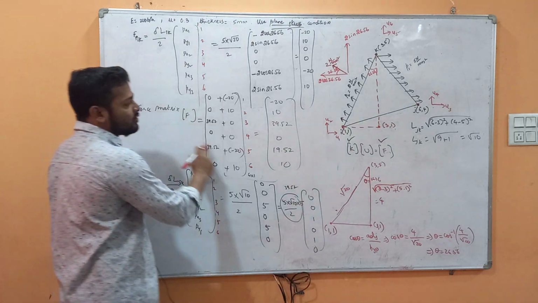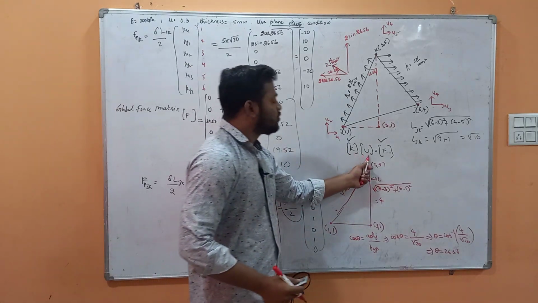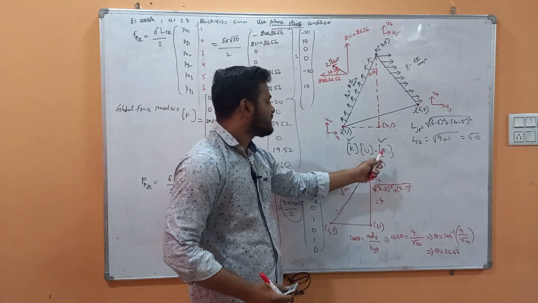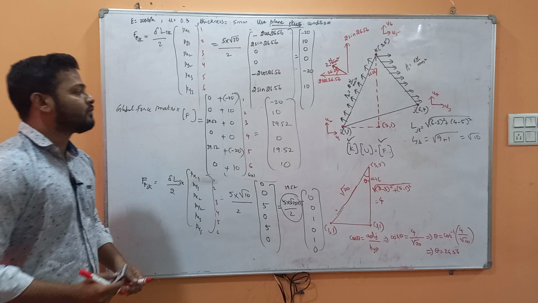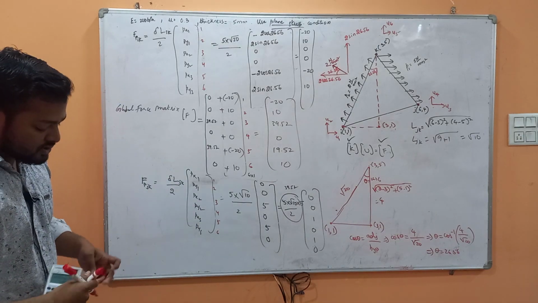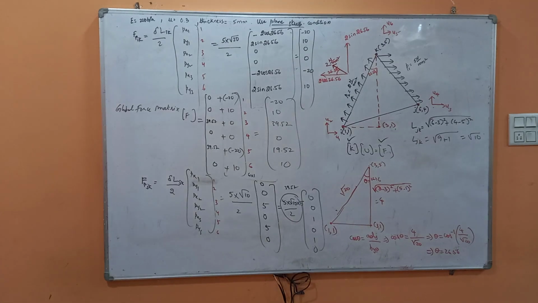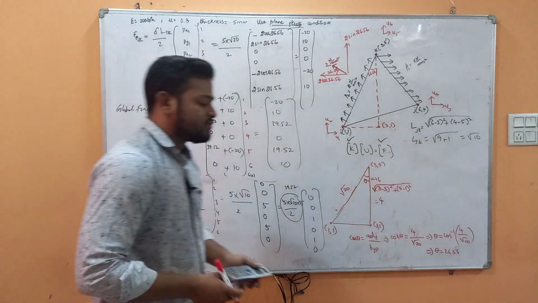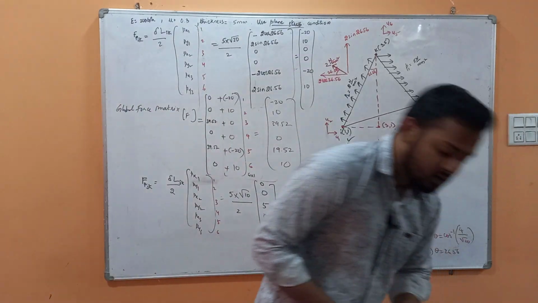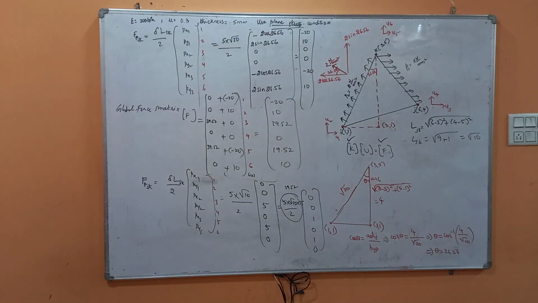After getting the global force matrix, just substitute the K matrix: K times U1, U2, U3, U4, U5, U6 equals F. That's it. You leave the problem there, because in the question we were asked to formulate the finite element equation. If you have any doubts, you can reach out to me. I will be solving a couple more problems on this topic in the coming videos as well. Thank you.